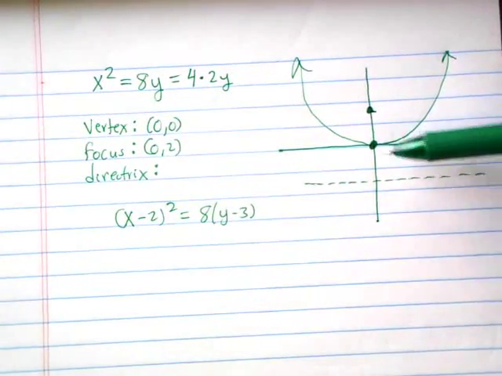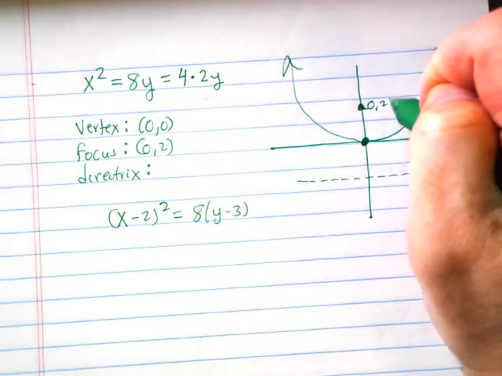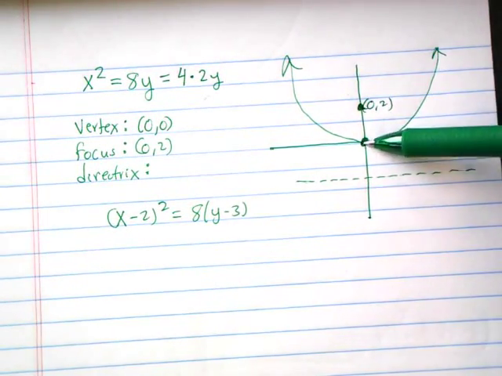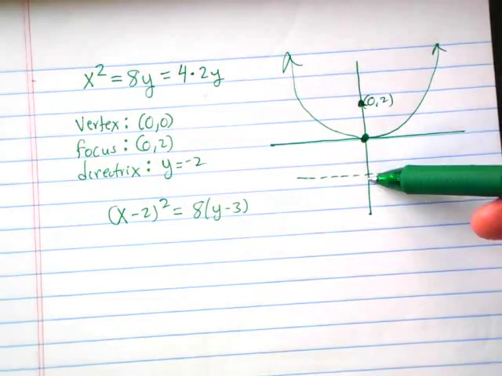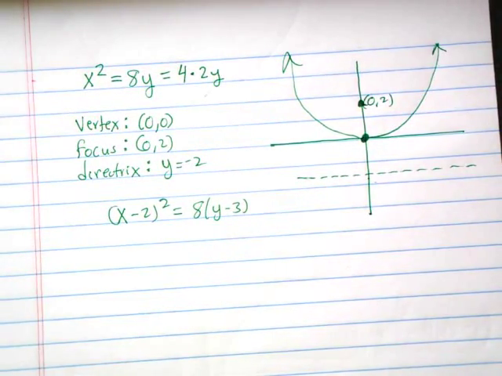To find my directrix, it would be the line y equals -2. That's right, I would go down exactly 2 spots. Questions on that?